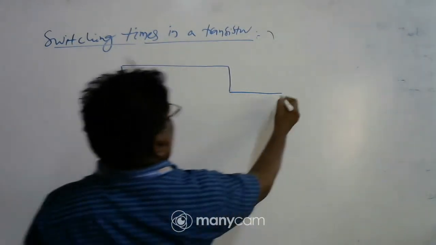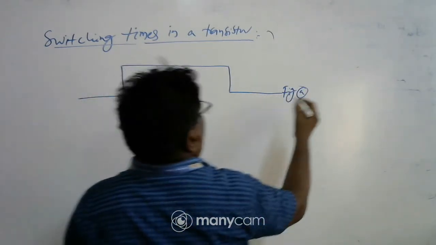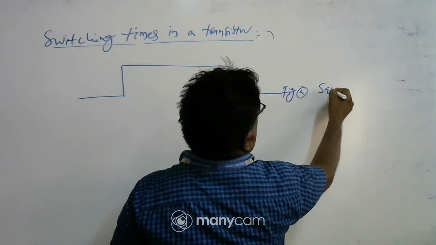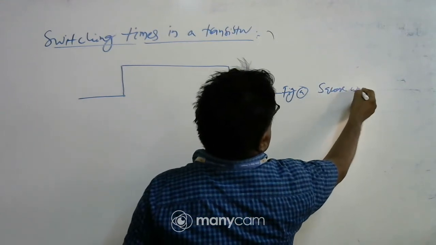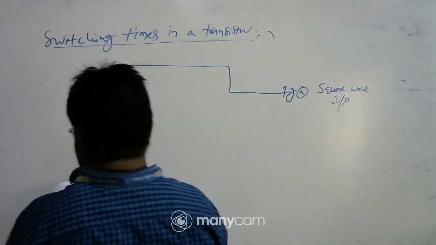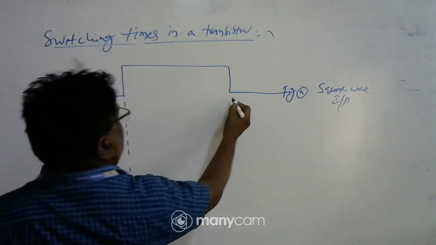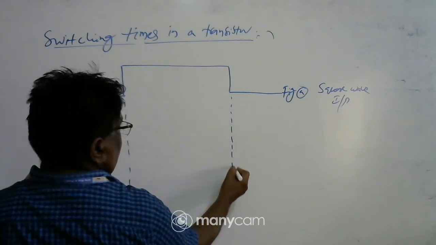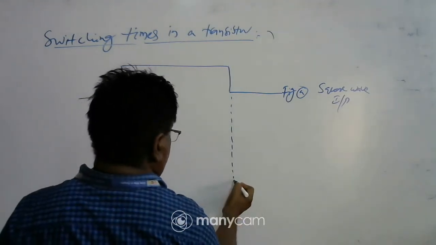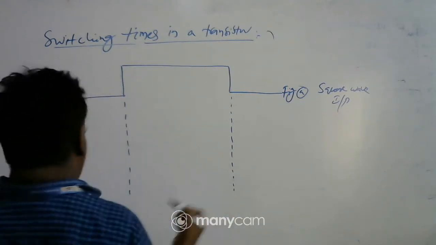Figure A, input square wave input. Next one, all of you observe these waves. According to this, I will explain what the delay time is and what the storage time is.